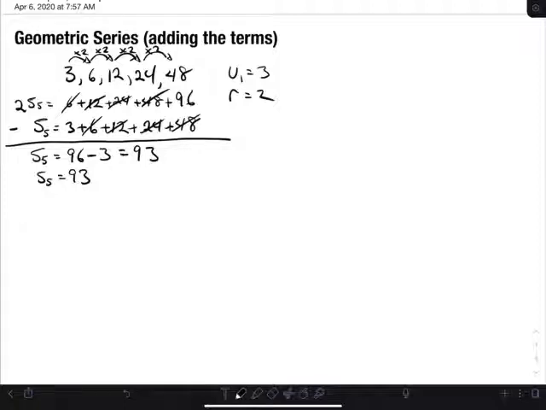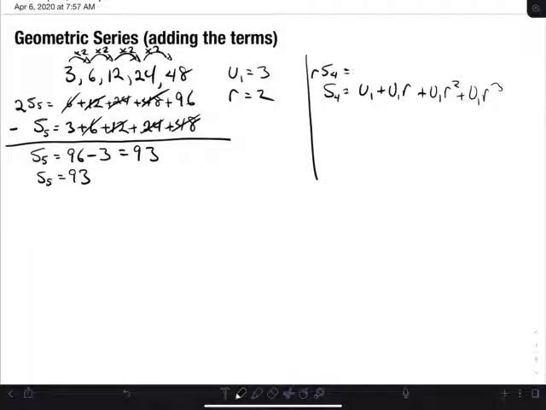It's kind of interesting. You can do the same thing, this is HL time, take me a second here. To add up your numbers, you would take the first term plus the next term, plus the next term, plus the next term, etc. And that would be the sum, in this case, of the first four terms. And what you would do is multiply it by r. So you get u1r plus u1r squared plus u1r cubed plus u1r to the 4. And you would subtract the two.